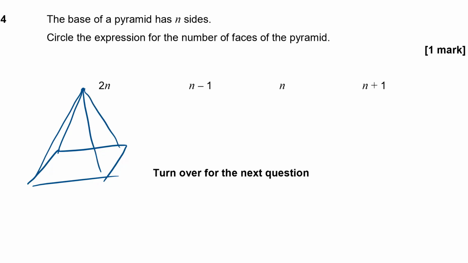So basically, you get a triangular face joining on to each of the edges of your base. So there's one triangle. Second one will be there, and so on. So for this square base pyramid, there will be 4 triangular faces plus the base of the pyramid itself, giving you a total of 4 plus 1 or 5 faces. So for a shape that's got n sides on the bottom, you're going to have n triangles plus the base. So it's going to be n plus 1.